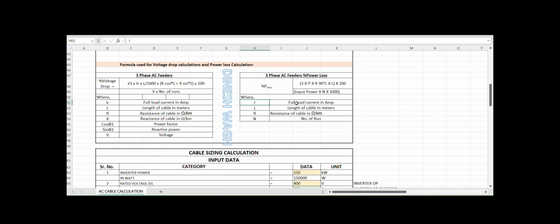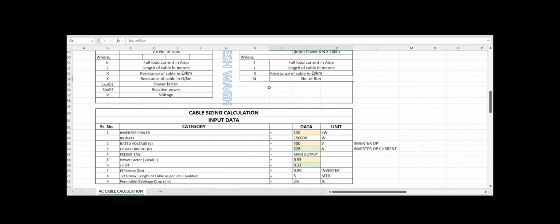So I is the full load current in ampere, length of cable in meters is noted as L, R is resistance of cable in ohm per kilometer, and number of runs.